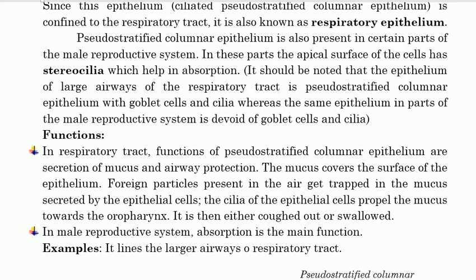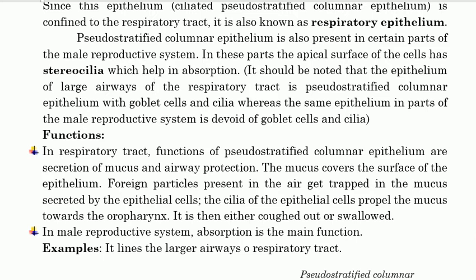Now in function, first in the respiratory tract, the function of pseudostratified columnar epithelium is secretion of mucus and airway protection. The mucus covers the surface of the epithelium. Foreign particles present in the air get trapped in the mucus secreted by the epithelial cells. The cilia of the epithelial cells propel the mucus towards the oropharynx. It is then either coughed out or swallowed.